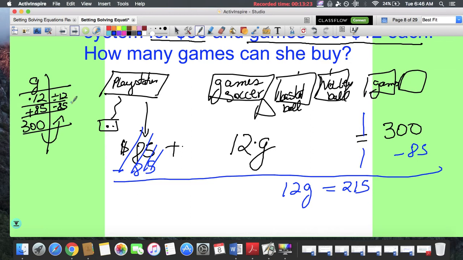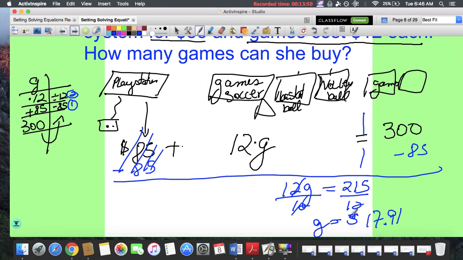So now we divide. So that was number 1. Now number 2. Divide by 12. Divide by 12. So G, how many games can we buy now? So Alexa, what is 215 divided by 12?